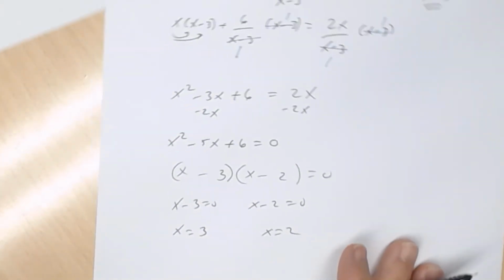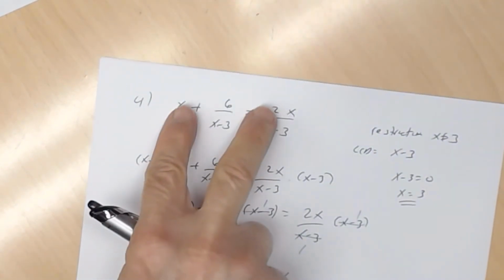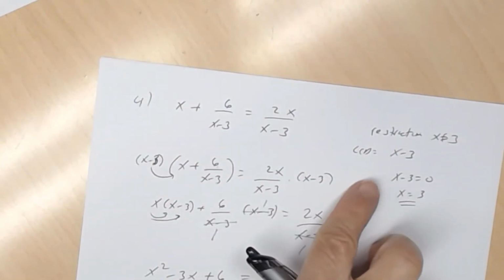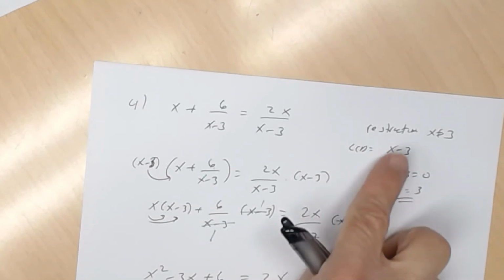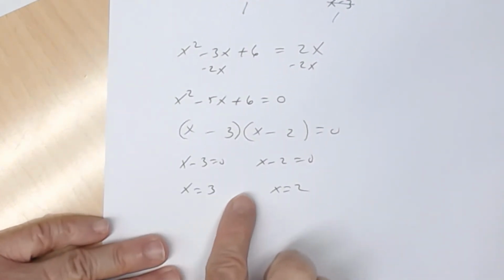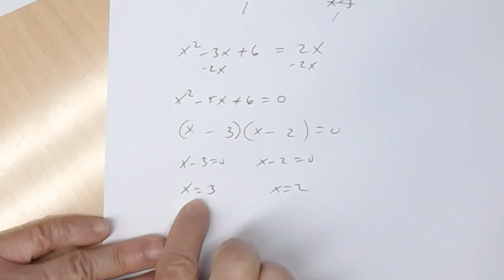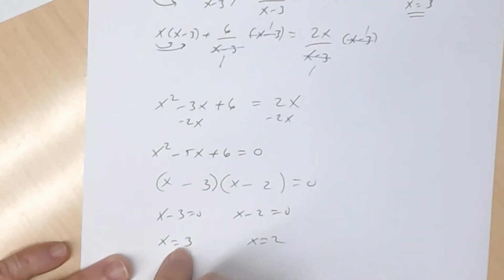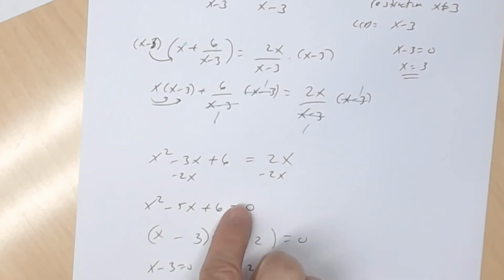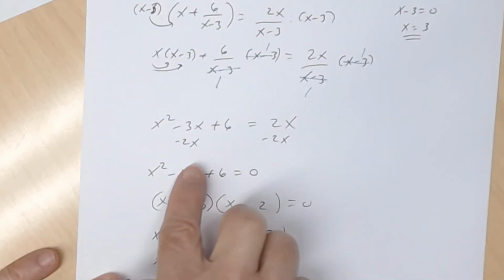But we got to determine, are those solutions to the original? Well, that's where the restrictions come in. What's the only restriction you see? The restriction was that x cannot be 3. What do you notice? Right here, x is 3. So x is 3 is a solution to this. Y'all agree, right? Y'all agree that 3 is a solution to this?